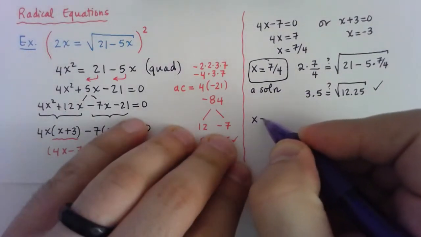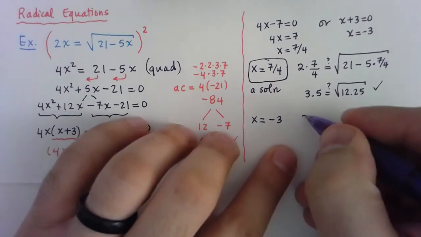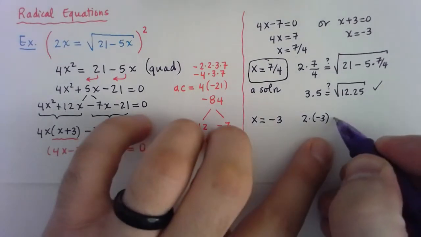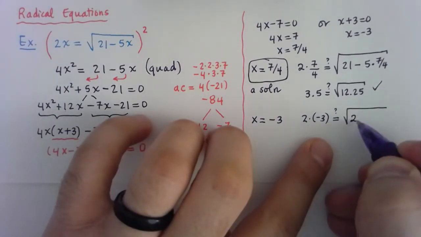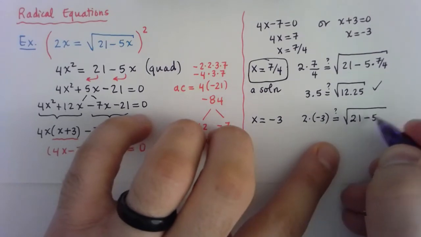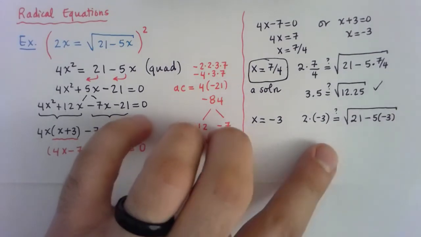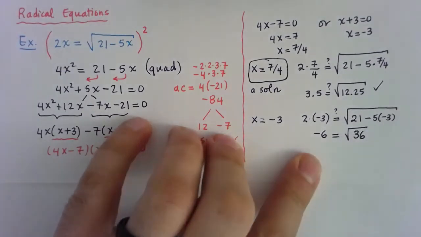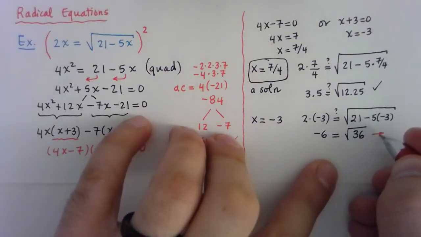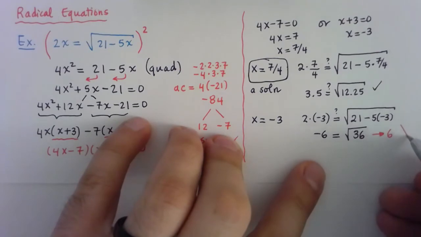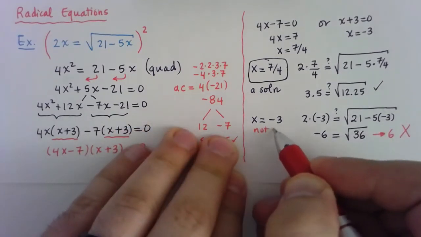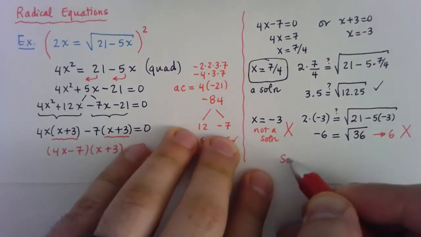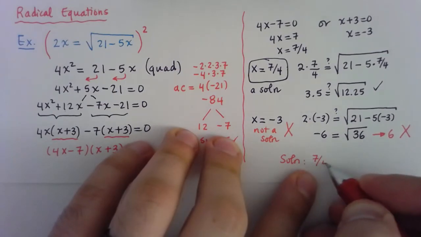So let's check the other one. X equals negative 3. So we have 2 times negative 3. You can clearly see that a radical will never be equal to a negative number. Is that equal to the square root of 21 minus 5 times negative 3? So we got negative 6 on the left side, and on the right side we have the square root of 36. But the square root of 36 is actually positive 6. So this doesn't work. It's not correct. So this one is not a solution, so you don't take that one. So the only solution for this equation will be 7 over 4.